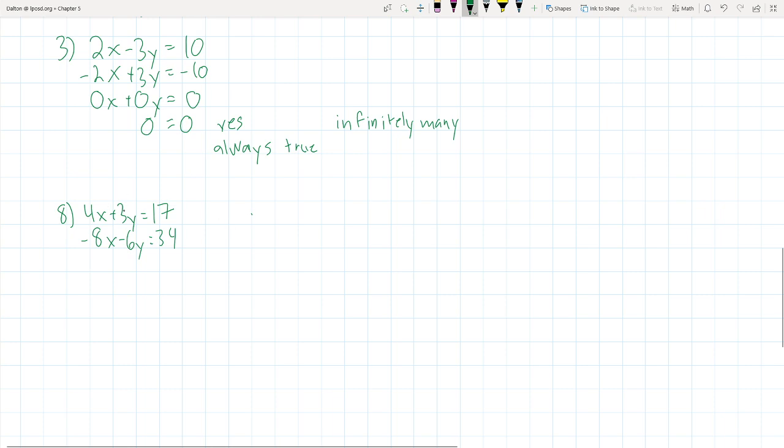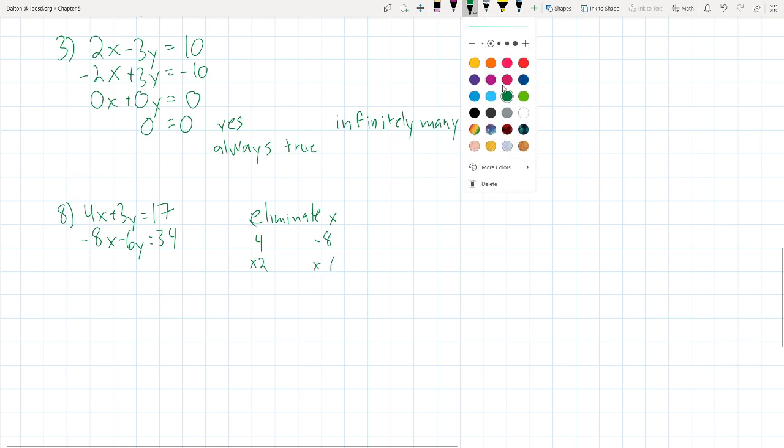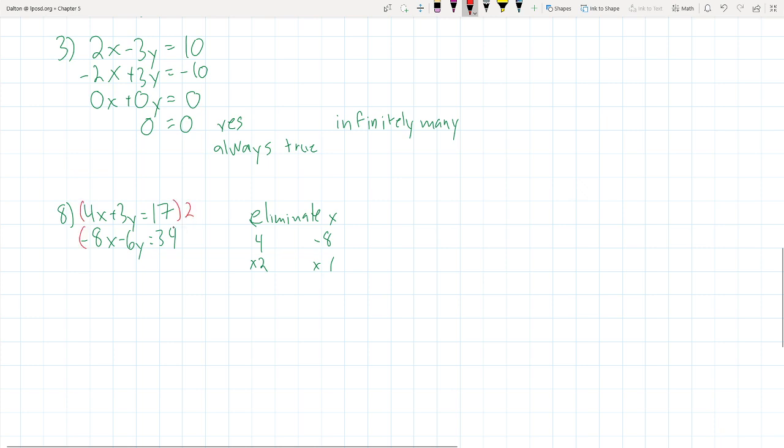So whenever I look at this, I want to try and eliminate, I don't know, my x's, just see what happens. So eliminate x. So I have 4 and I have -8. I need to make them match up, so I need to multiply this by 2, this by just 1.